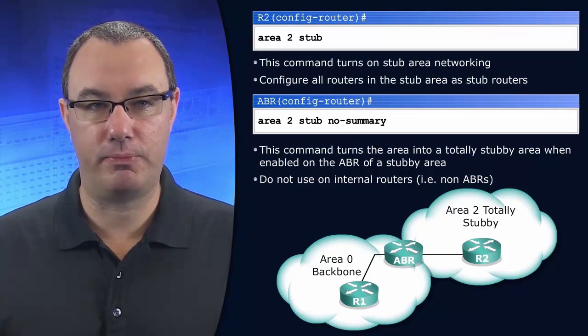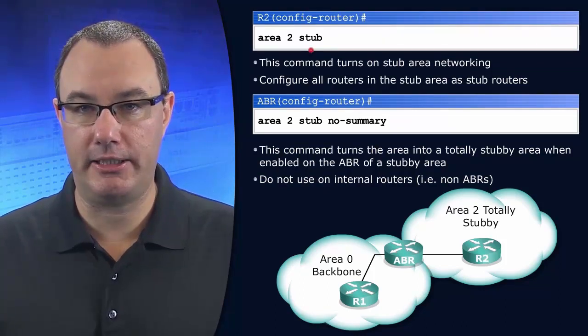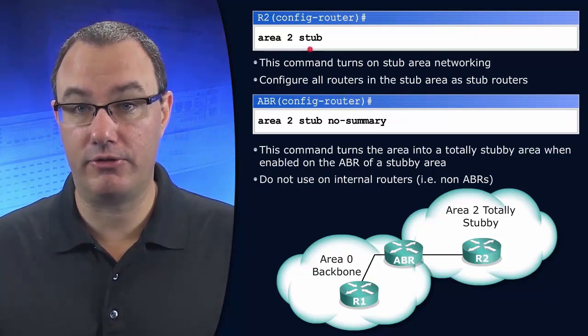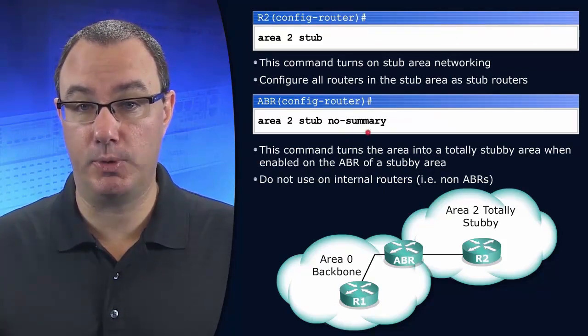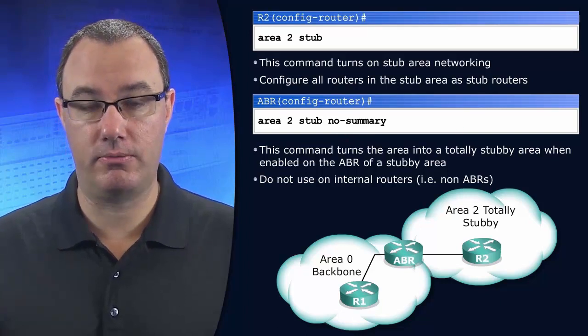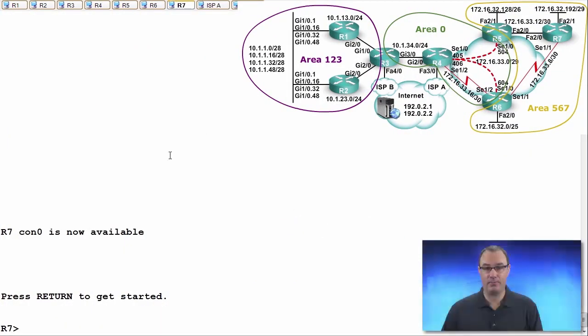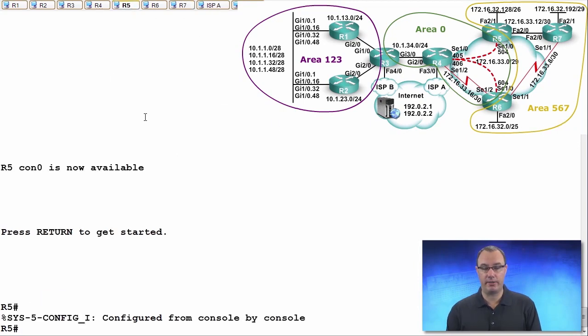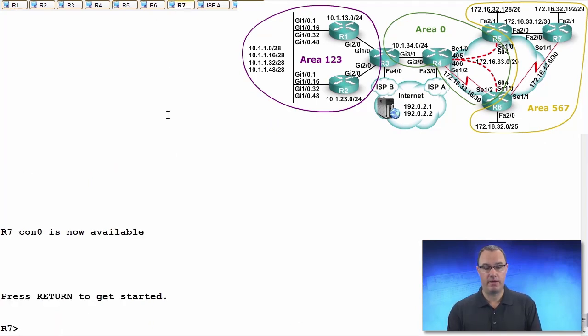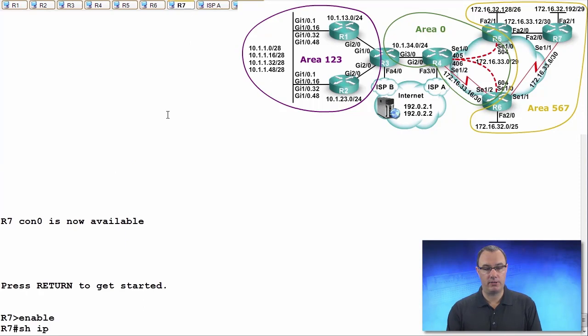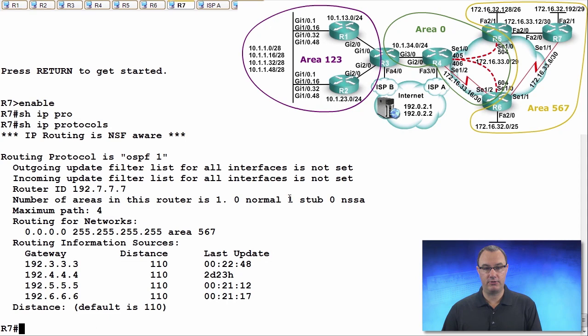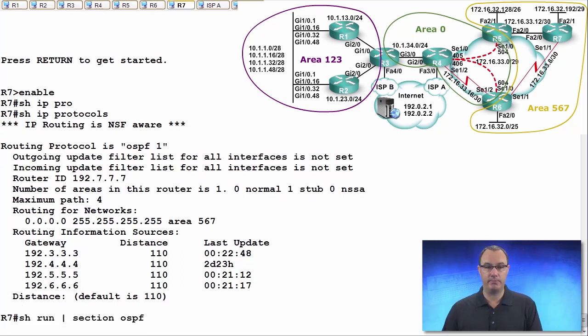If you've got OSPF syntax down for the totally stubby area feature, where the internal routers get stub, the ABR gets no summary, you are ready to deploy this feature should you have the need. And let's do that. Now, area 567 is presently configured as a classic stub area. So if I do show ip protocols on R7, it will say that this is a stub area. If I look at my running config, it'll have the area stub command.